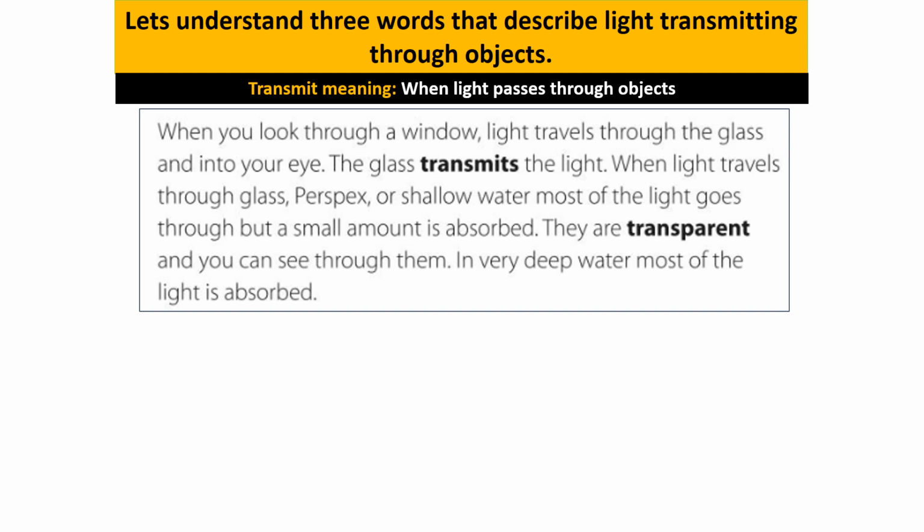When light travels through glass or perspex, like the glass you drink from, or shallow water, most of the light goes through and only a small amount is absorbed. These are called transparent materials, and so you can see through them. In very deep water, however, most of the light is absorbed.